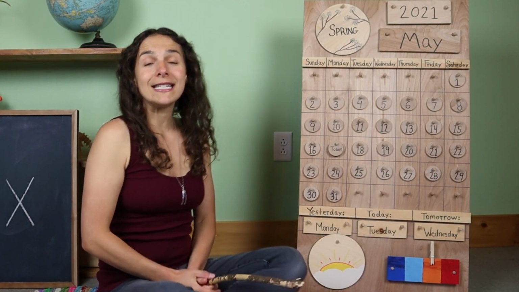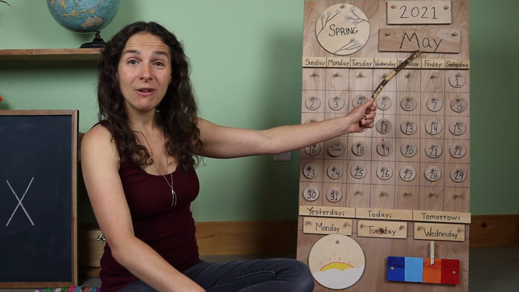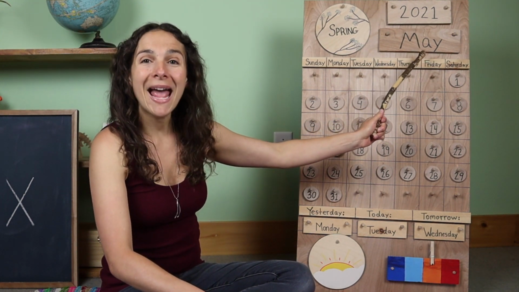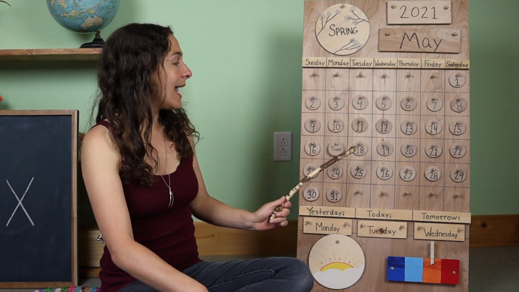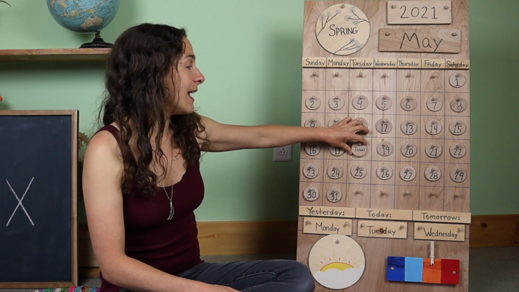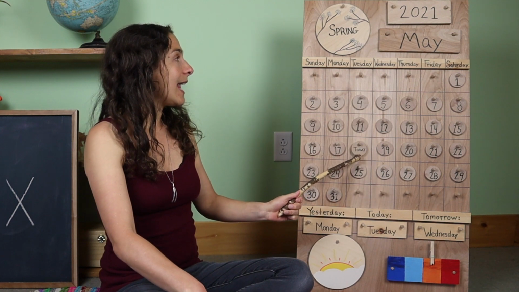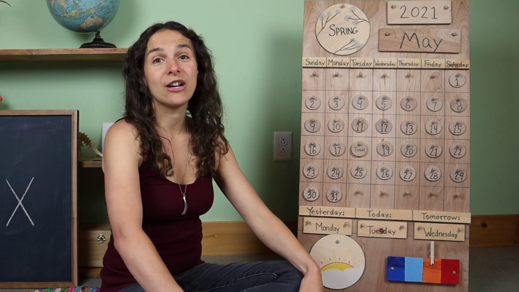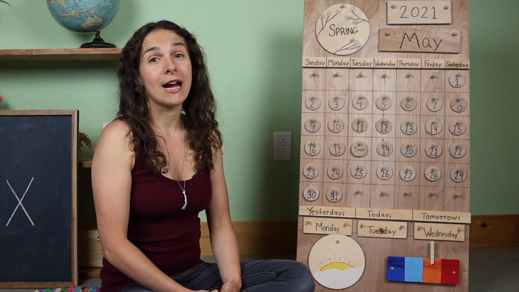First, let's go over the date. When we say the date, we begin with the month. The month is right up here. Do you remember what the month is? May. The month is May, and today is May 18th. I'm going to move my chip over from yesterday. Yesterday was May 17th, and today is May 18th, 2021. But you can also say that the year is 2021. Both ways are correct.